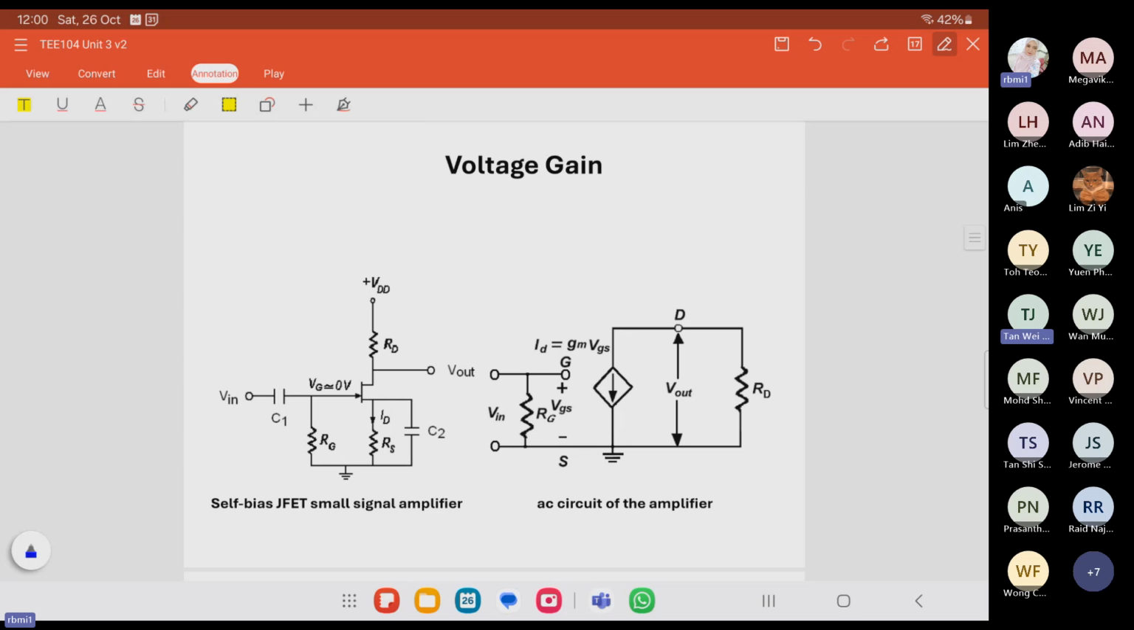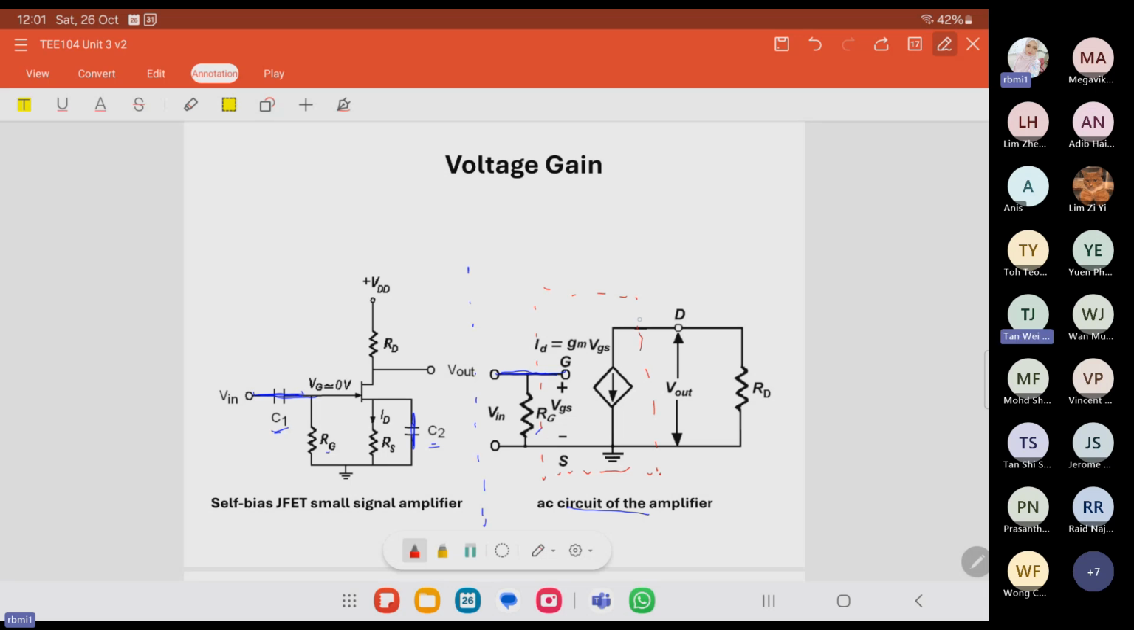We have the self bias JFET small signal amplifier with the AC equivalent circuit. Okay, let's see here. We have C1 in the DC circuit, and we have C2. But for this AC equivalent circuit, there is no capacitor, because the capacitor is considered a short circuit. Short circuit this one and short circuit this one. If we short circuit C1, then VG will connect to V in. We have the RG, yes, we put the RG. This is the same as the BJT, the AC equivalent for the transistor.